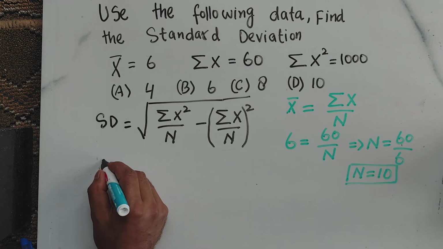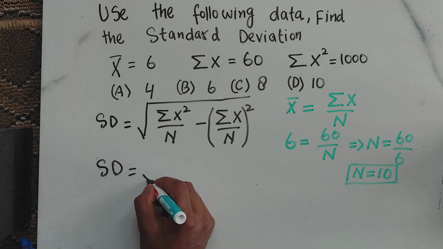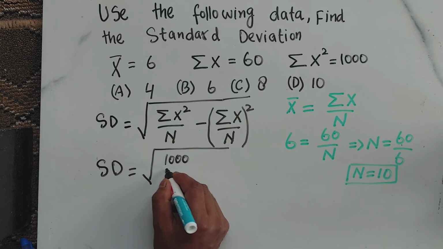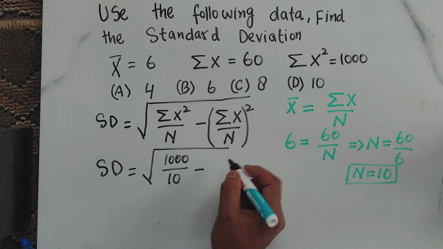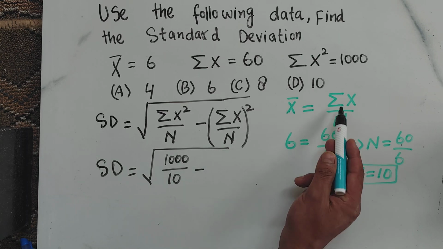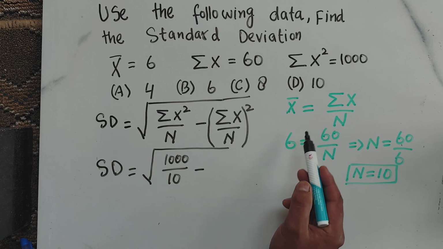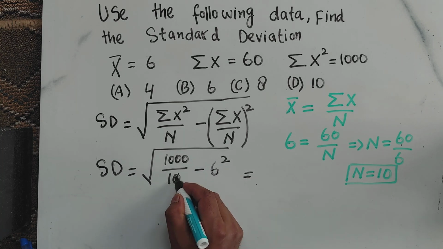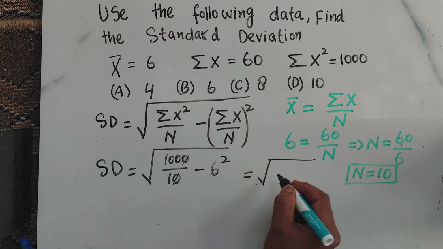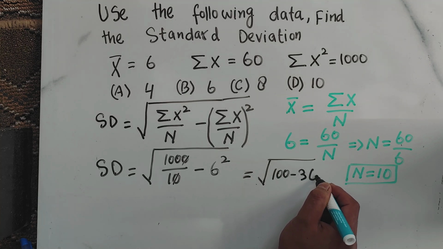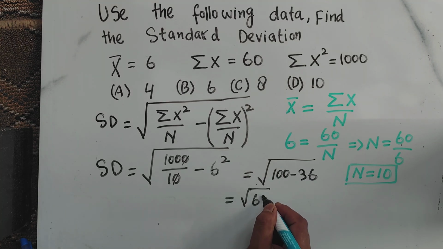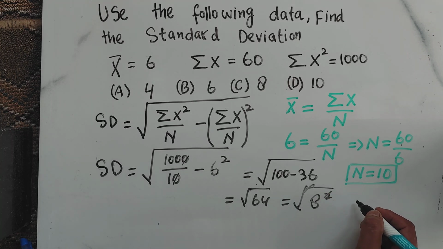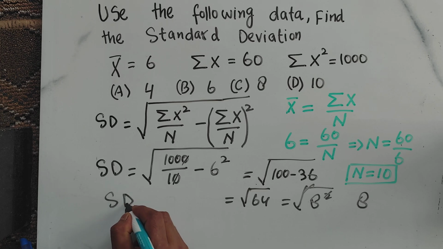Now using the standard deviation formula, standard deviation will be equal to the square root of summation of x square, that is 1000, divided by the number of observations, which is 10, minus summation of x upon n squared. Summation of x upon n is the mean, which is given as 6, so we have 6 square. We get 100 minus 36, which is equal to the square root of 64, which will be equal to 8 square. Square and root get cancelled, which gives us 8 as the standard deviation for the given question.